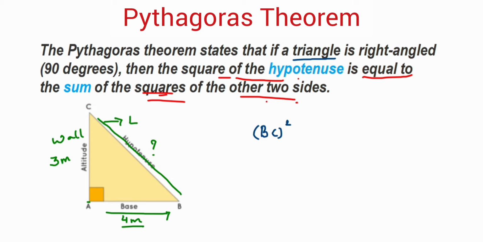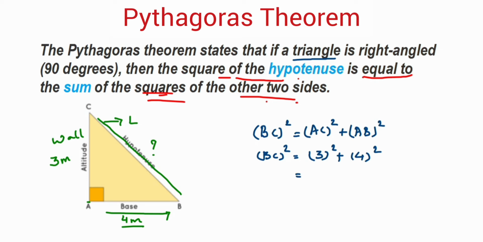So BC square is equal to AC square plus AB square. I'll substitute all the values. BC value I don't know, I have to find that, so I'll just write BC only. BC square is equal to AC square. AC is 3 meters, so 3 square plus AB is 4, so 4 square. Now 3 square is nothing but 9, that is 3 into 3 is 9, plus 4 square is 16, 4 4s are 16. So 16 plus 9 gives us 25. So BC square is equal to 25 we got, but we want only the BC value.